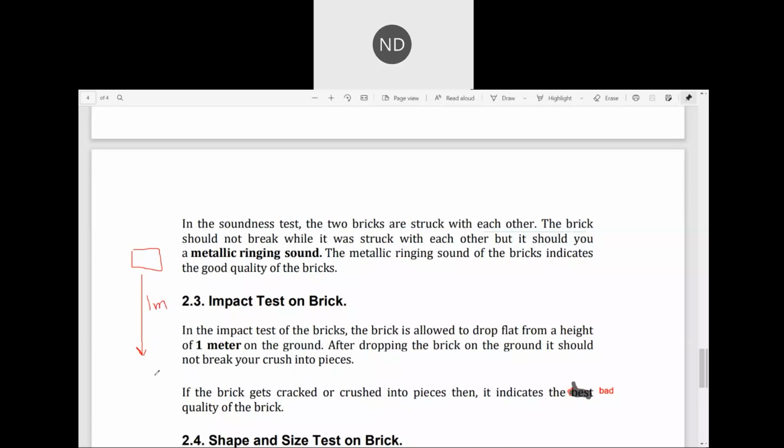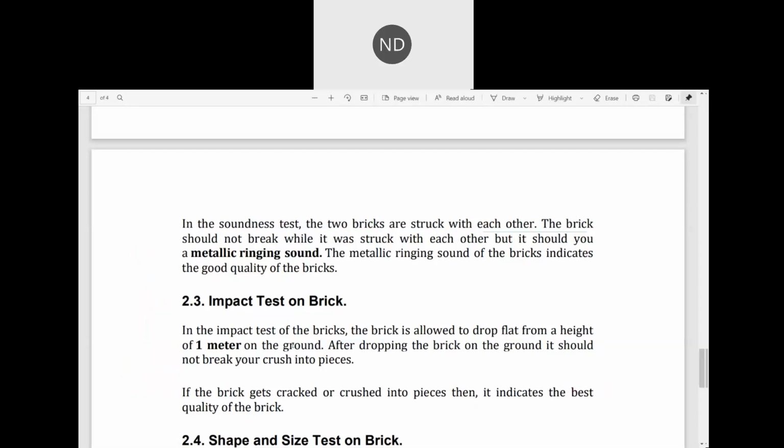When you drop it flat to the ground, what happens? A good quality brick will not break. If it cracks or breaks into pieces, it is not a good quality brick. But if your brick does not break or show any kind of cracks, that means it is a good quality brick.